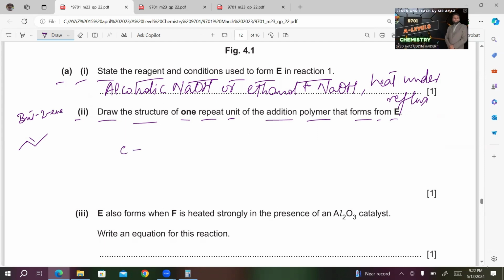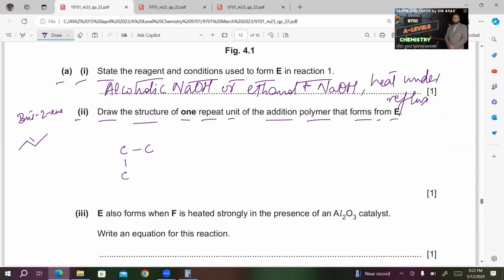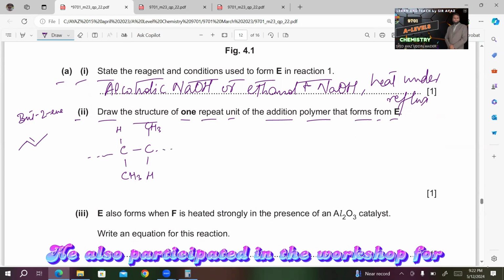Removing the double bond, having 2 CH3 in it. So it must be like this. The double bond is removed. This must be the one repeat unit for the addition polymer formed here.